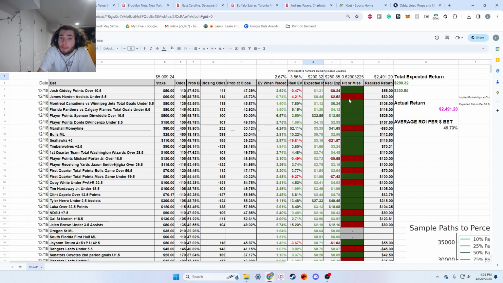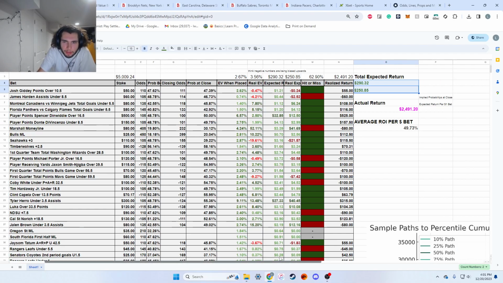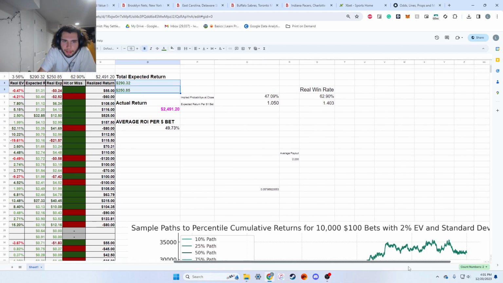So $290 is my expected value for the past 2 days, and I've hit pretty good. I've hit 63% of them. Let's turn this into a percent. And then my total returns is like 2,500, which is obviously really good. I've been extremely lucky. My average return per dollar bet has been 49%, which is insane. But as you can see, my expected return is only $300. So you have to look at it like I've only made $300 because the downswings are going to eat that 2K.